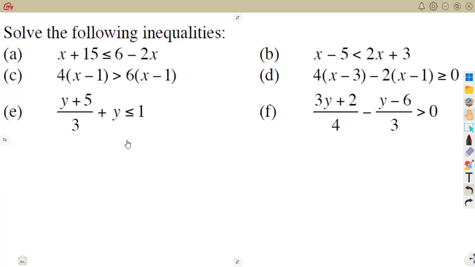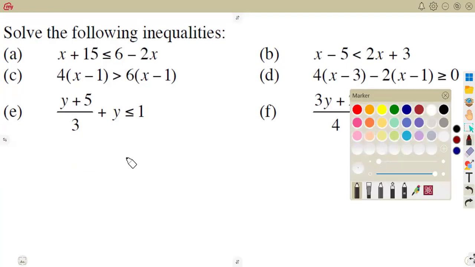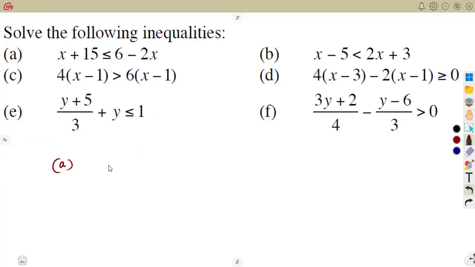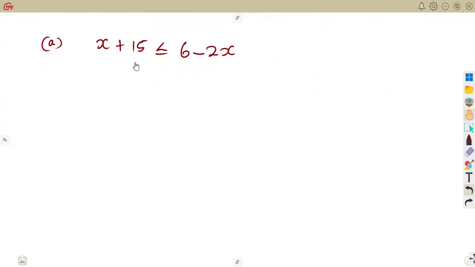So nothing has changed. We still have those basic calculations that we had before, remembering that as you are solving inequalities, it is just like you are solving an equation. All right, so we are given the first question, x plus 15 is less than or equal to 6 minus 2x. So as I was stating, solving an inequality is the same way as you are solving an equation.